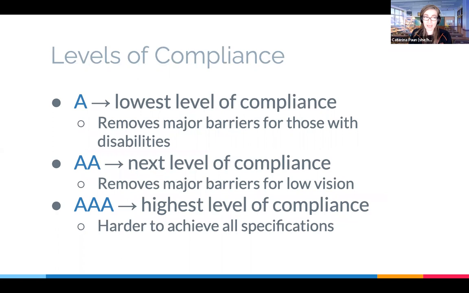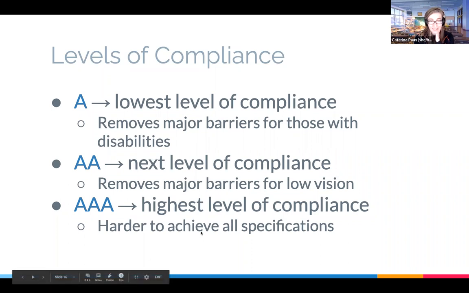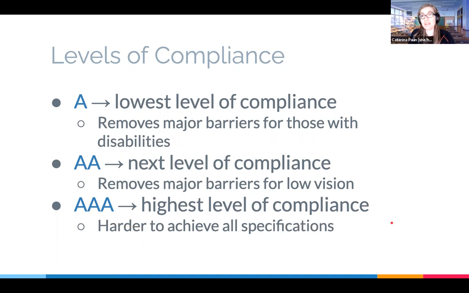In terms of levels of compliance, we've got three different levels: A, then AA, and then AAA. A removes major barriers for those with disabilities. AA, which is what you're going to see quite often in implementations, removes the lowest level of barriers as well as the next level, which is major barriers for low vision. And AAA is the highest level of compliance. It's a little harder to achieve, and several of the specifications outlined in AAA haven't really been implemented for a lot of websites.